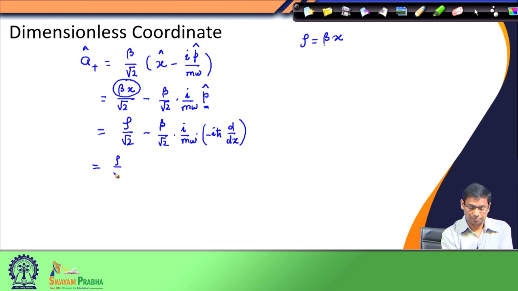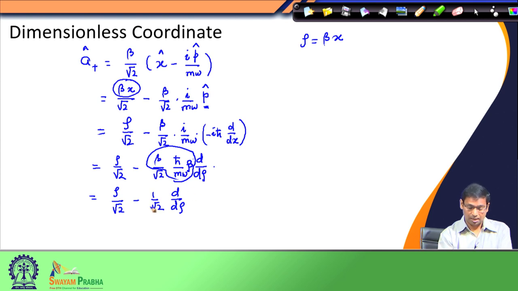When you look at this term, I have rho minus root 2. I see here i times minus i would give me plus 1, and I am left with beta divided by root 2 h bar by m omega d by dx. But since x is rho divided by beta, I am writing out d rho, and then I will have to multiply this with beta. So, I am sorry, this is beta: d by dx becomes beta into d by d rho. So, I have beta here, beta here, beta square, and if you remember h bar divided by m omega is 1 over beta square. Therefore, this term becomes rather simple. All these terms cancel out, they become 1, and then I am left with this simple form.